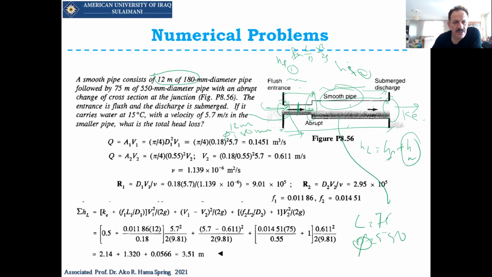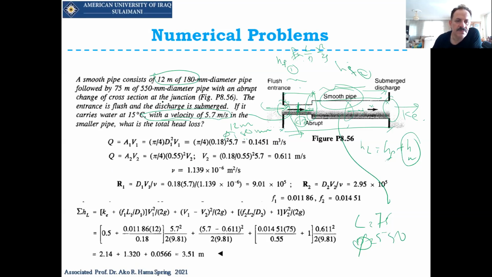Now, the entrance is flush and the discharge is submerged. The velocity here is a very important thing: the velocity in pipe 1 is 5.7 meters per second. So we have the velocity and the diameter here, which means we have the area, and this velocity times the area gives the Q in this pipe, which is the same Q going to the second pipe. And I have the diameter of the second pipe, so I can find the velocity here, because it's very important to find the velocity in this pipe and this pipe for the minor head loss and also for the friction head loss.